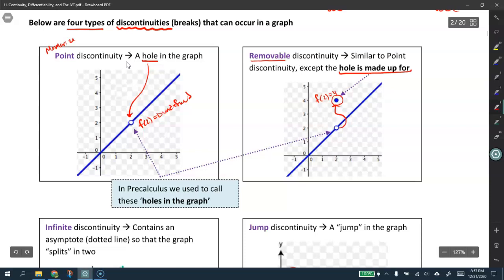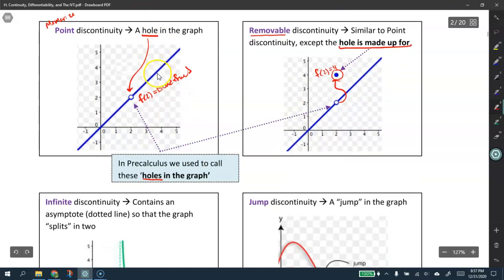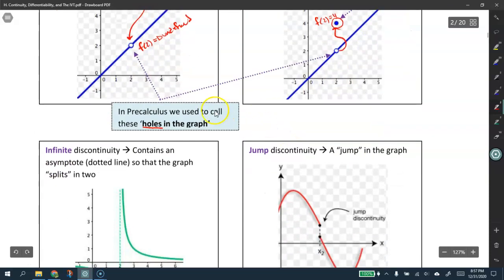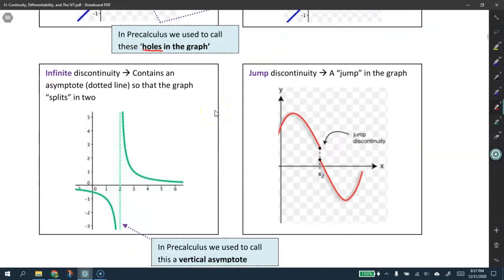And just a quick reminder, in pre-calculus, when we learned these, we did not distinguish between a point and a removable. We simply used to say this is a hole in the graph. Okay, and we'll go over what exactly causes a hole in the graph again as we learned them last year.